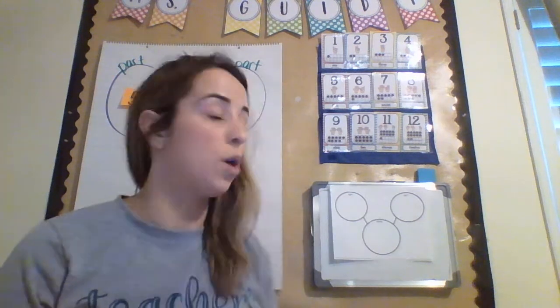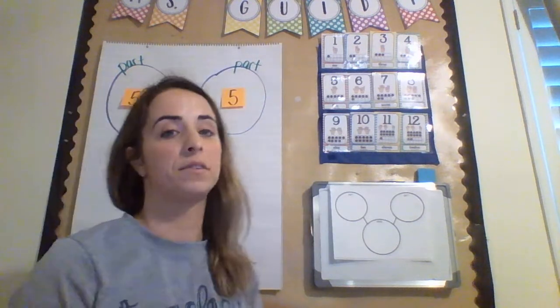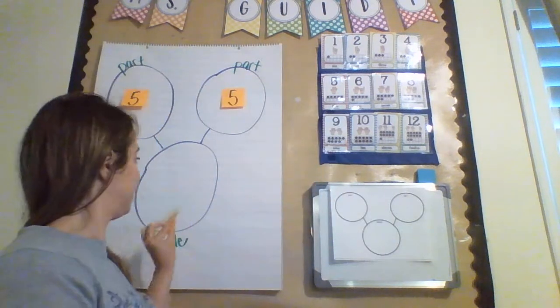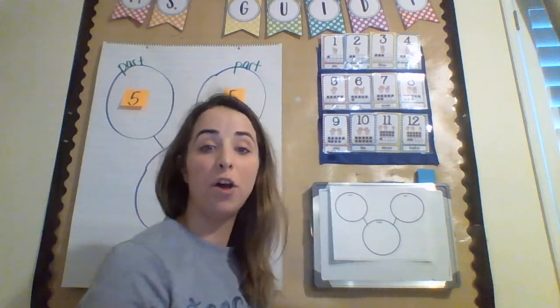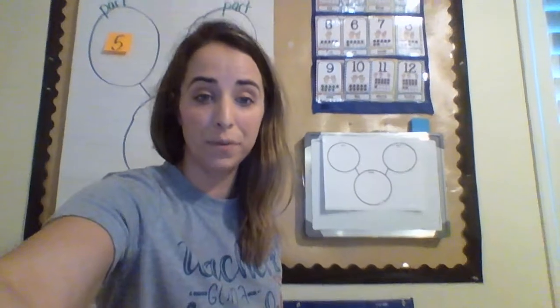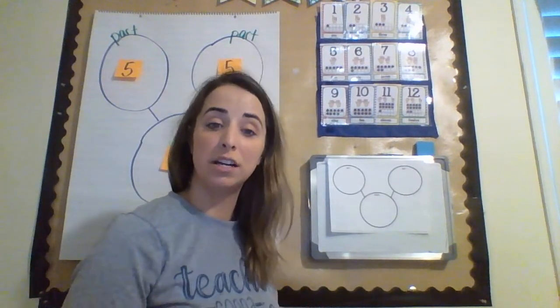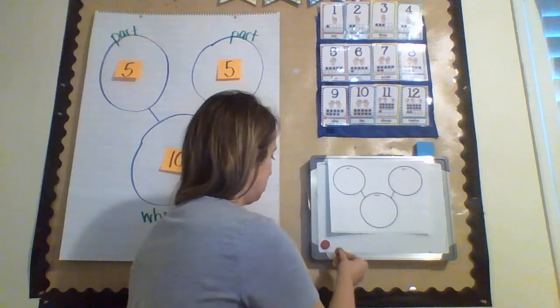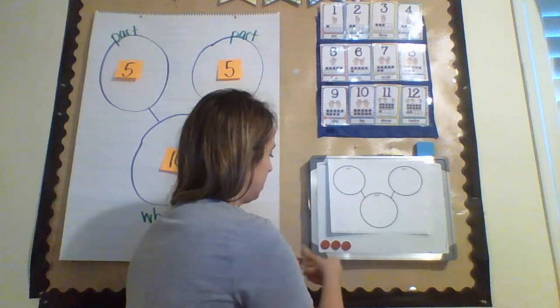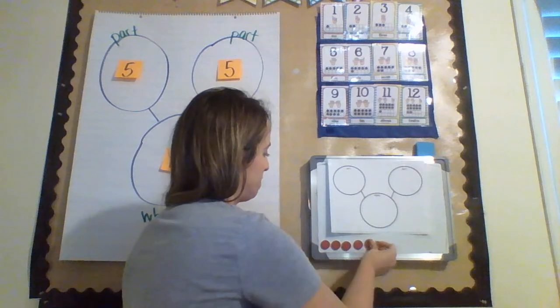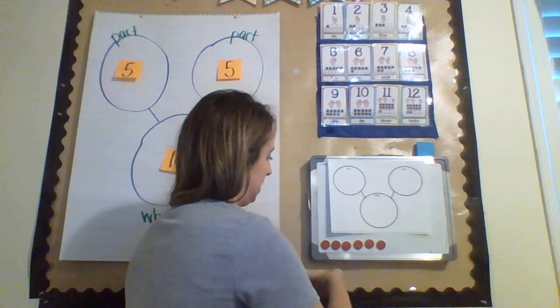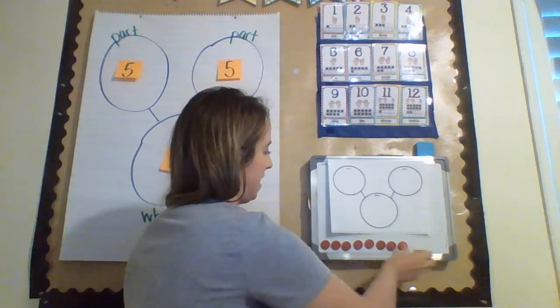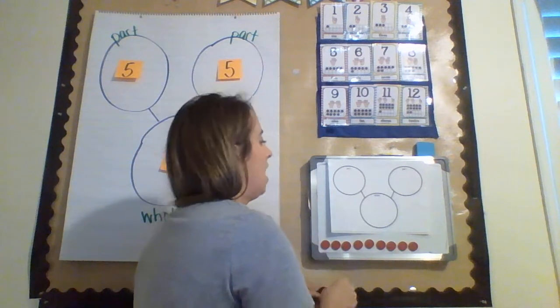In all, so this is the number we're thinking about. In all, how many counters do you need? 10. Okay. Here we go. And they all need to be one color. I'm going to choose the color red because it's easier for y'all to see. So, I'm going to choose 10 counters. 1, 2, 3, 4, 5, 6, 7, 8, 9, and 10.